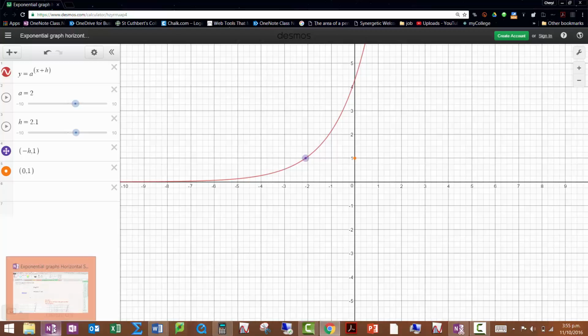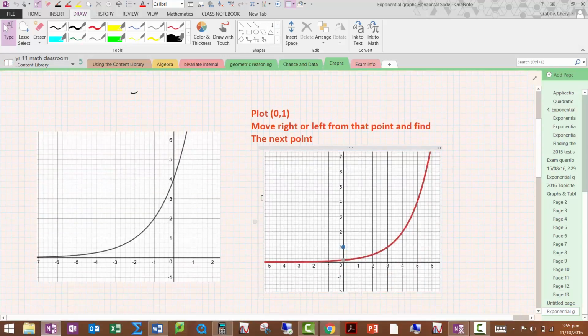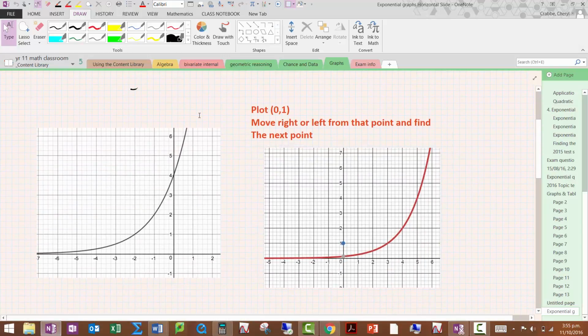Now, how do we figure out what that is if we're given a graph? Basically, all we do is plot the point at 0, 1, like we normally do. And from there, because it's only a slide right or left and nothing else has been applied, we just move until we hit the graph. Where that point is tells us what the slide has been. So this is a slide of -2.